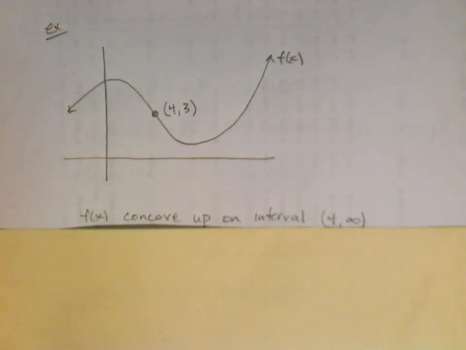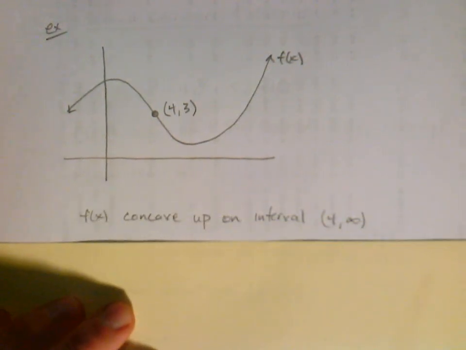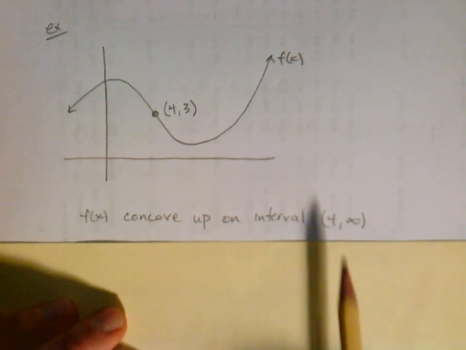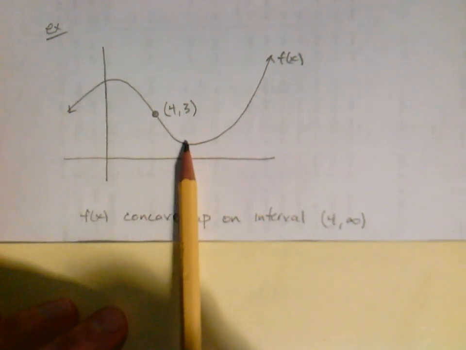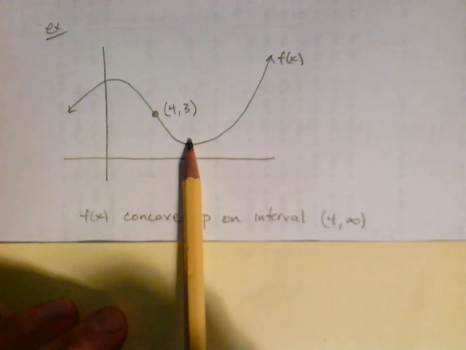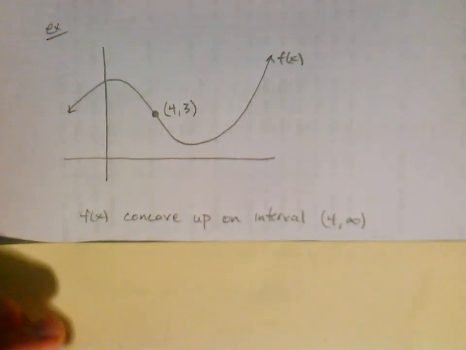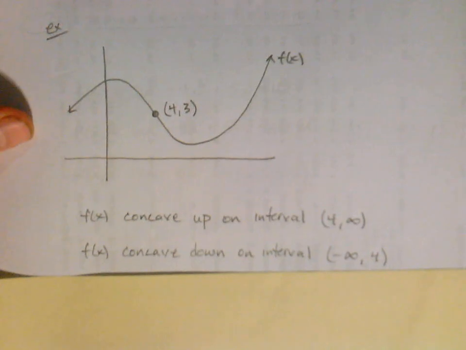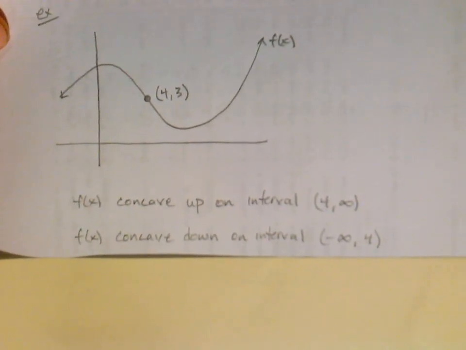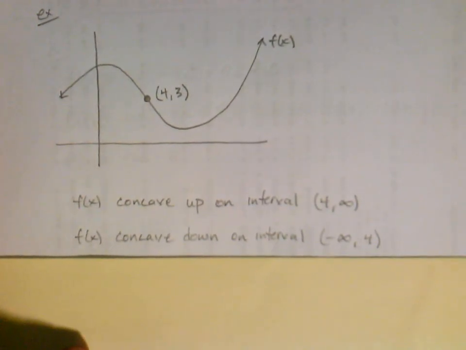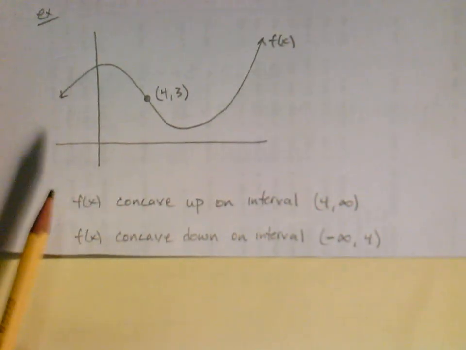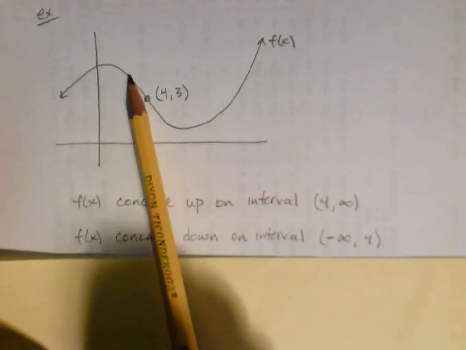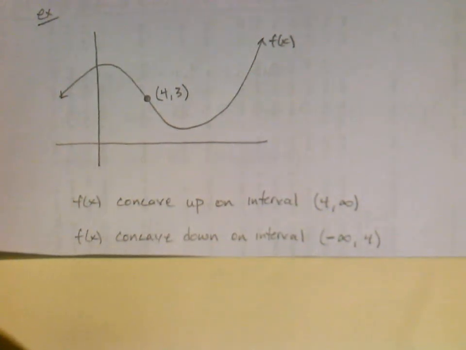Okay, let's chat about this. So here, this f of x would be concave up from 4 to infinity. So at that moment, it starts to curve upward. So it's going downwards for a moment, but it's curving back up. In a similar way, this f of x is concave down from negative infinity to 4. So we've got that downwards curve right there until we hit 4.